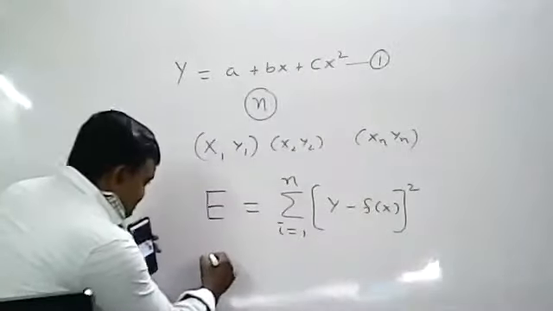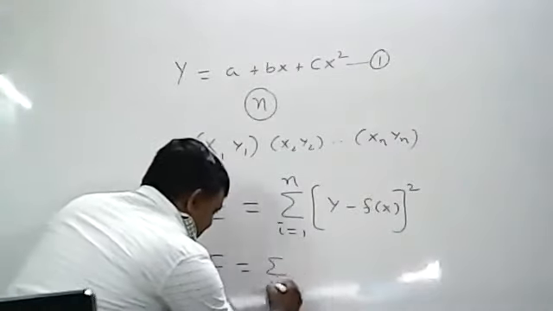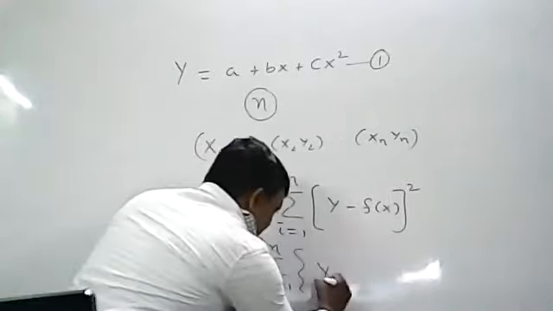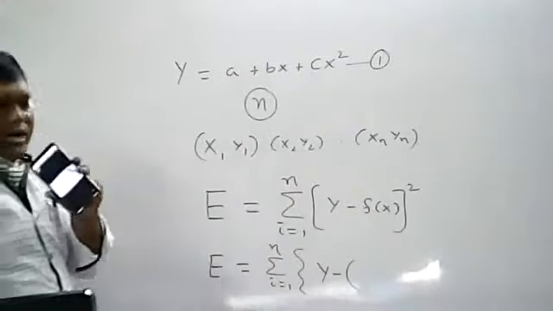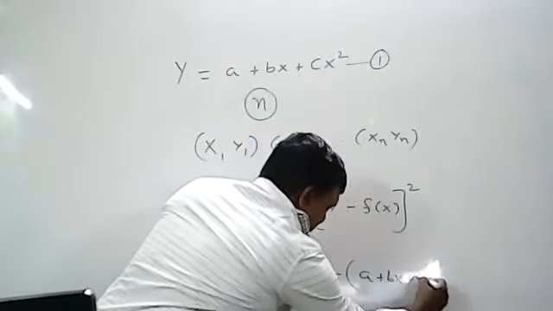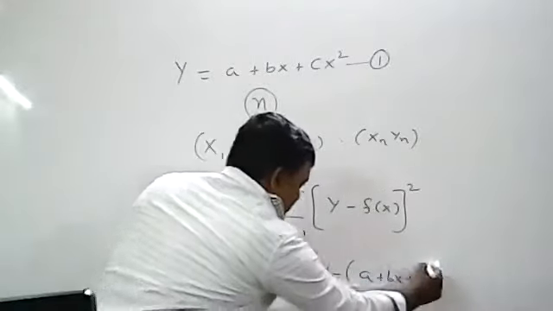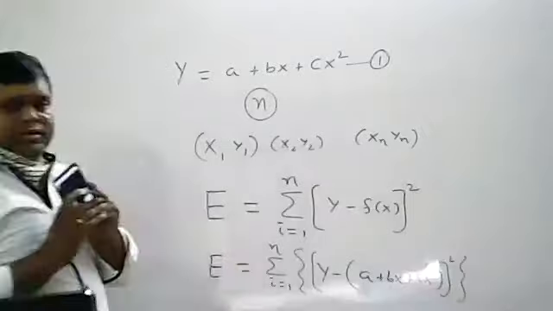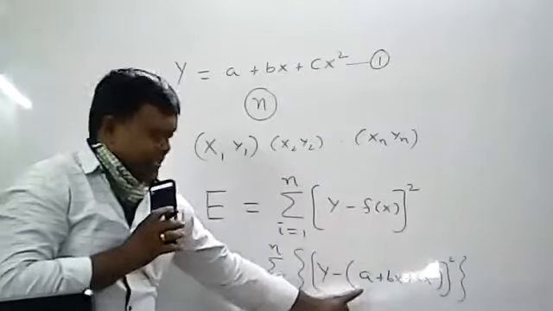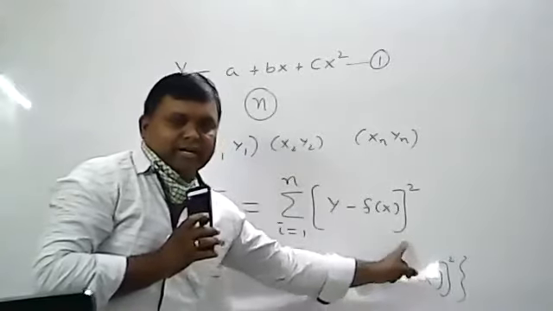So, therefore, E equal to summation i equal to 1 to n, y minus f of x, where f of x is a plus bx plus cx square. The whole thing is squared, so E equal to summation of y minus (a plus bx plus cx square), whole square.